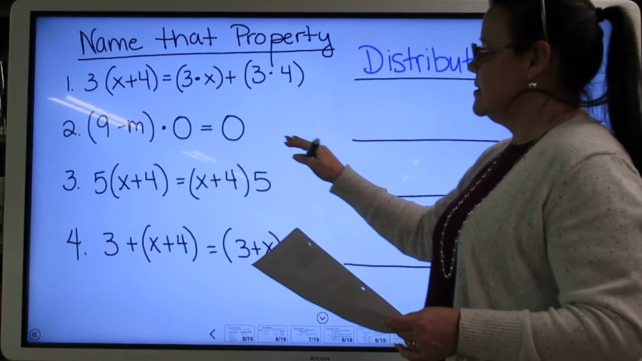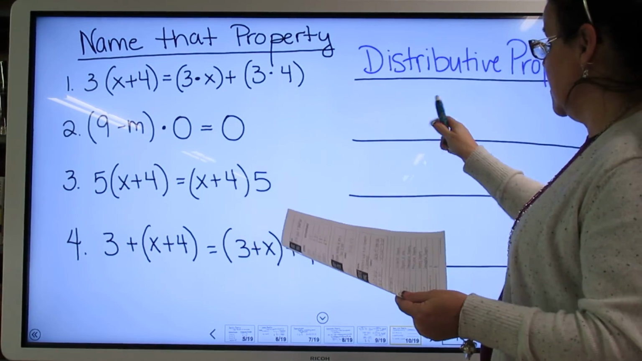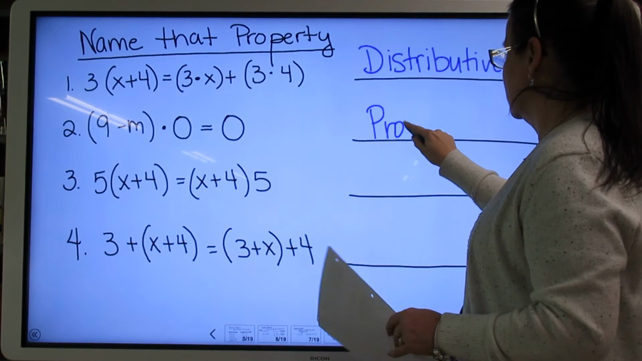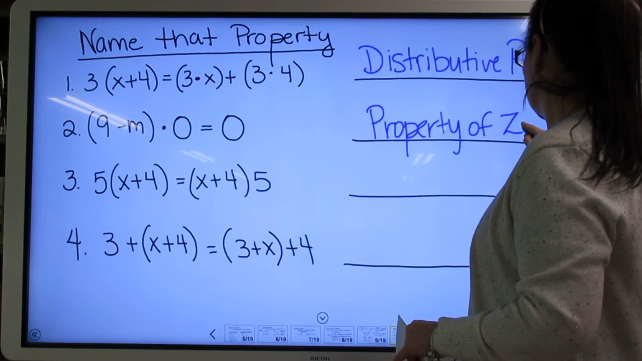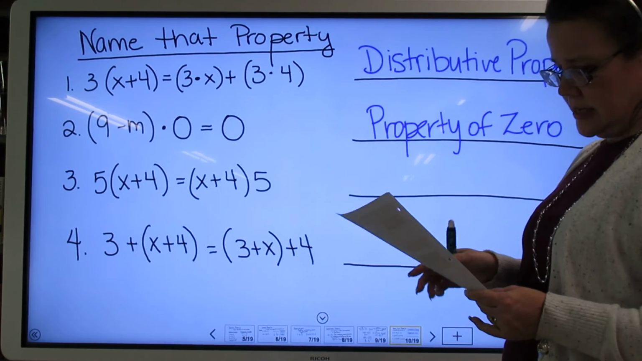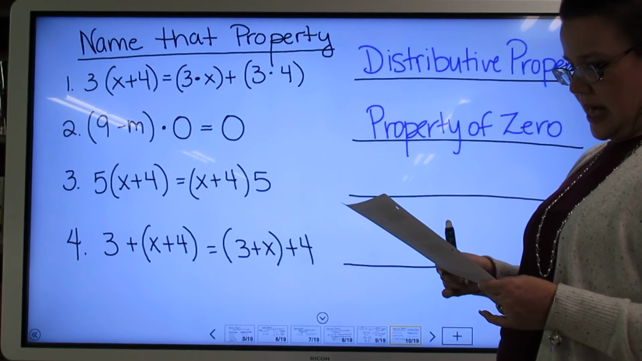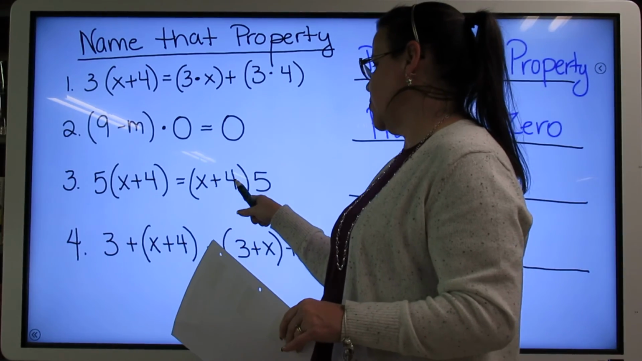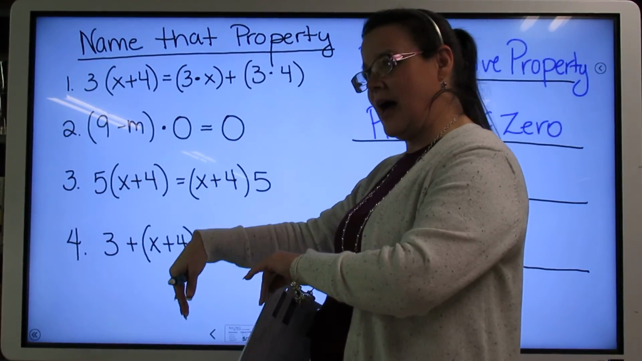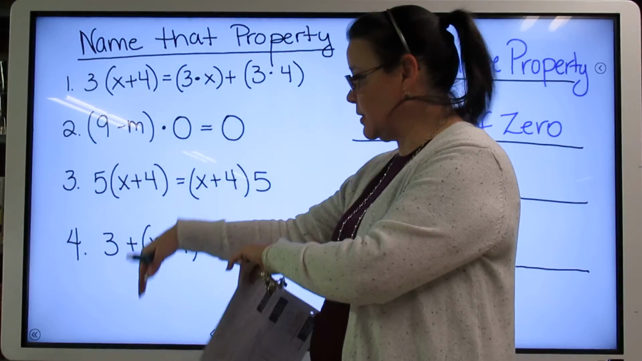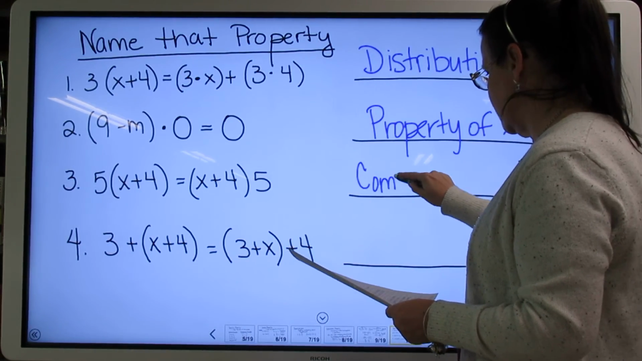Next one. This is 9 minus m times 0. That would be the property of 0. All right. Next one is 5 times x plus 4, x plus 4 times 5. They switched the houses, right? They switched places. So that would be what? The commutative property. Commutative.